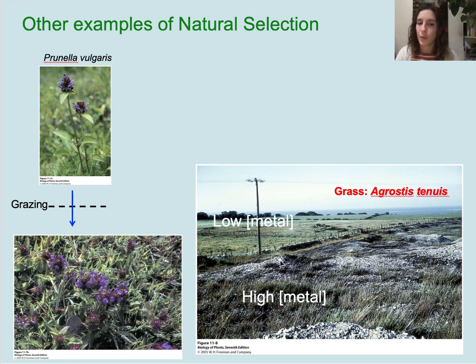Another example would be this grass, Agrostis tenuis. It normally grows in low metal content soil, and where there were some really high metal dumping grounds, some Agrostis evolved over time to be able to handle that really toxic high level of heavy metals. It can tolerate them better than the parent population.